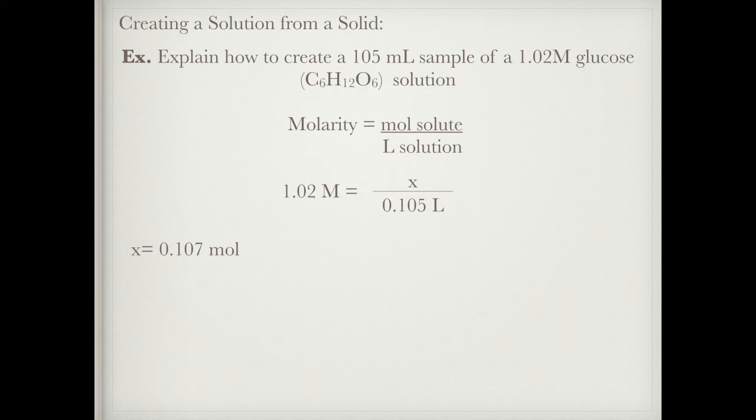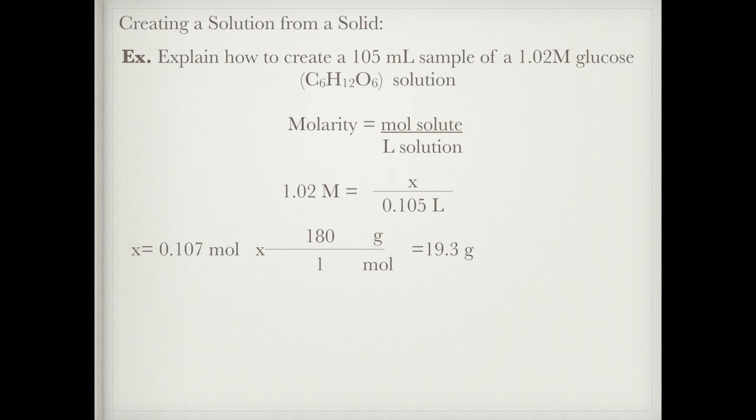Now it's asking for me to actually create this solution. Well, I can't measure moles in the lab, so I need to convert this into grams. So I'm going to put moles on bottom, grams up top, and I'm going to put the molar mass of glucose on top and 1 mole on bottom. And so when I do that, I get 19.3 grams.